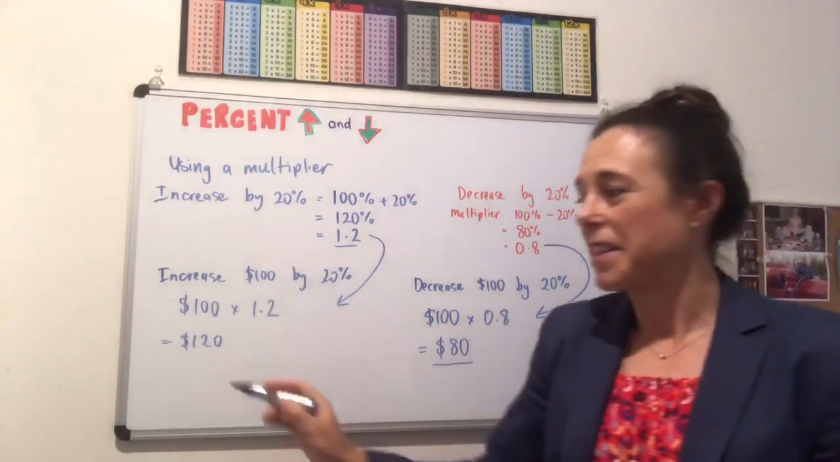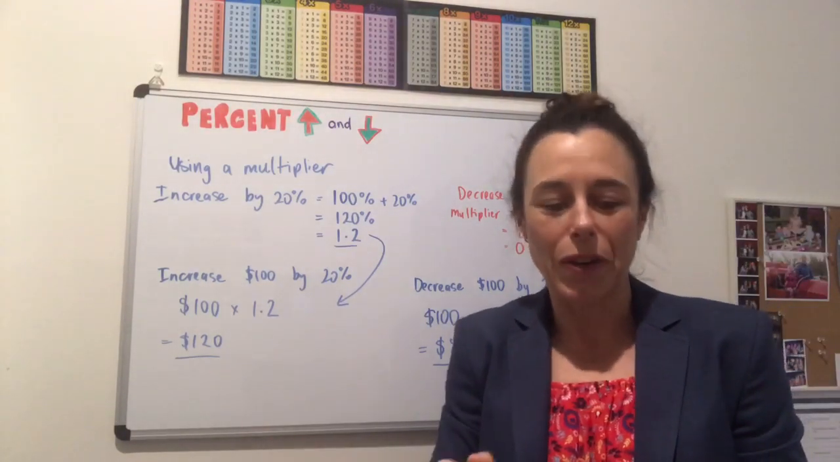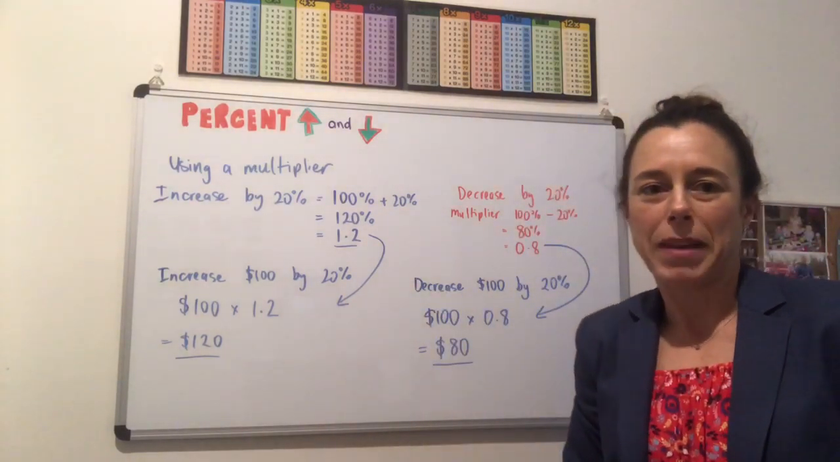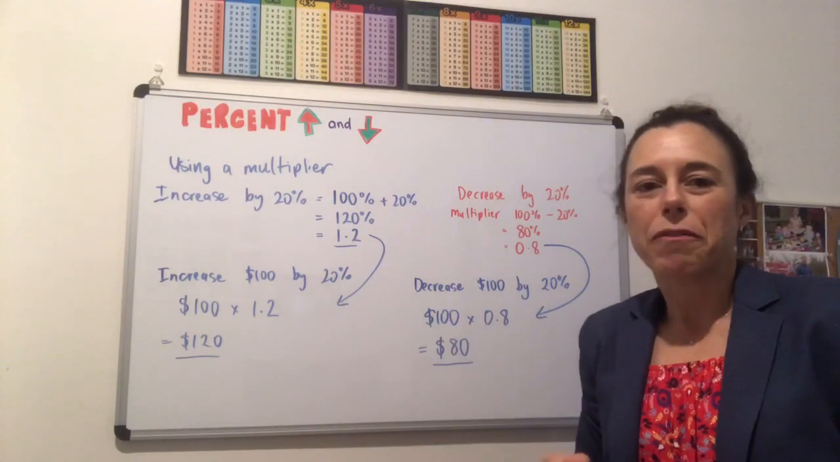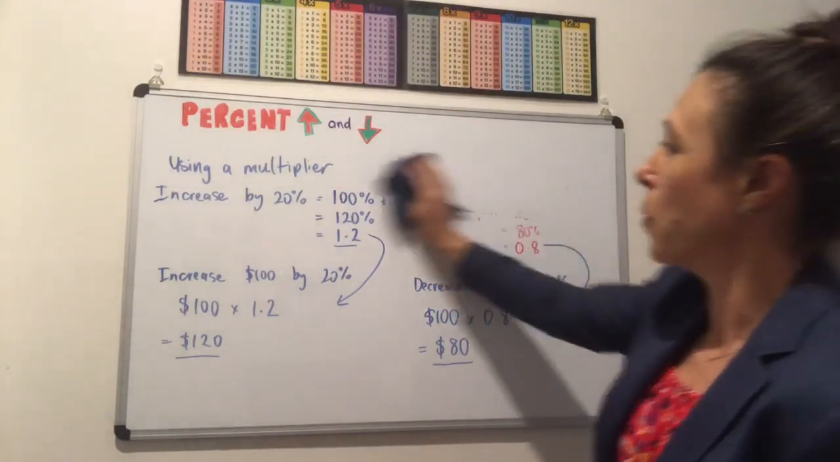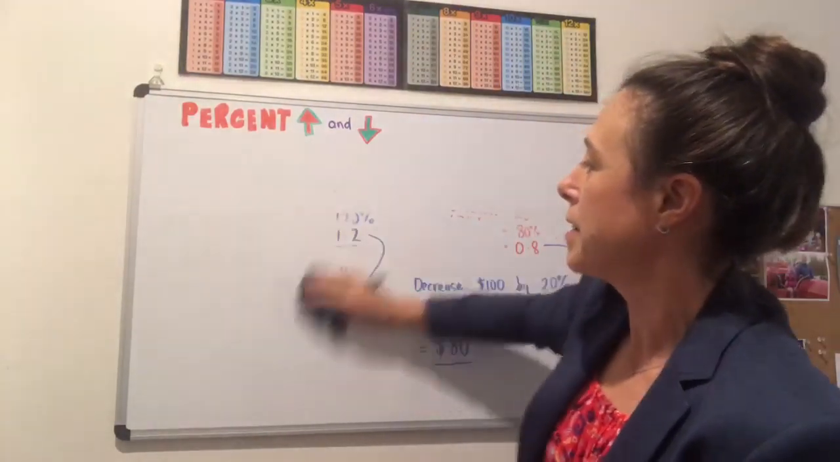And what you can see is these amounts are the same as they were using our two-step method, but only doing it in one step now. So a bit more efficient. So let's have a look at a couple more examples using our multipliers.